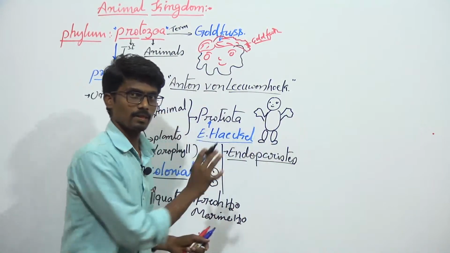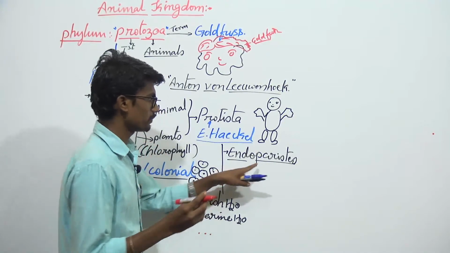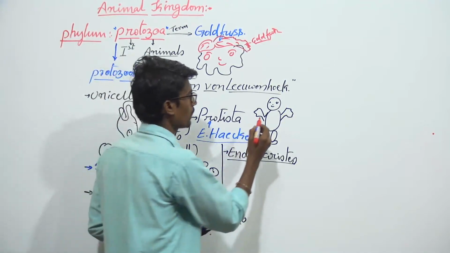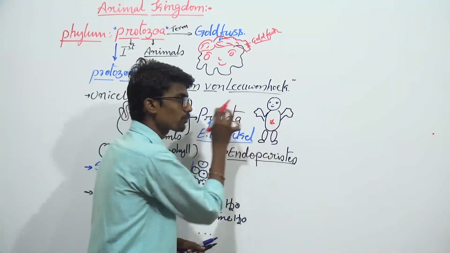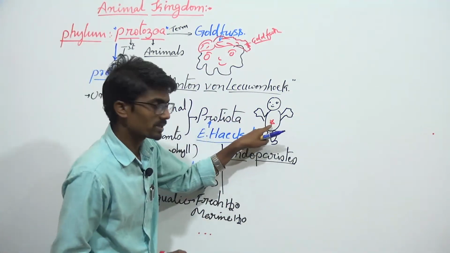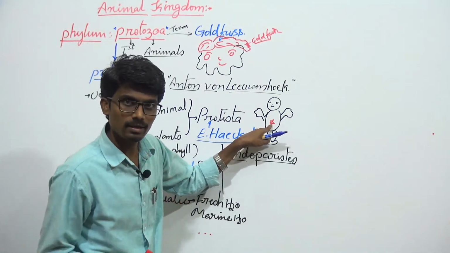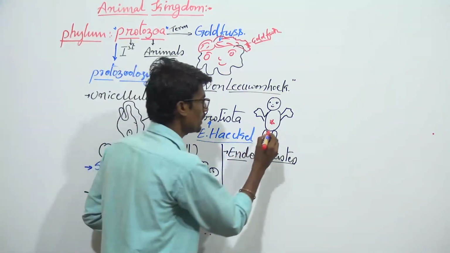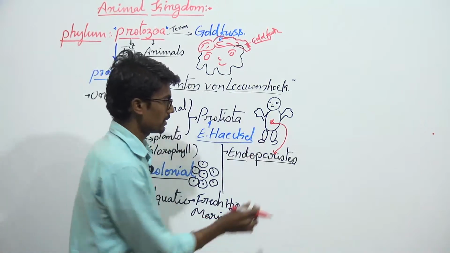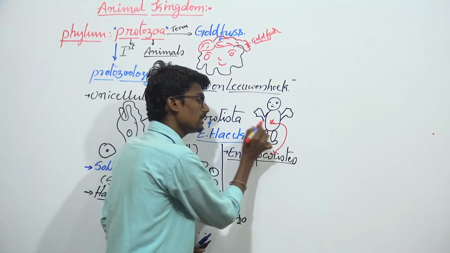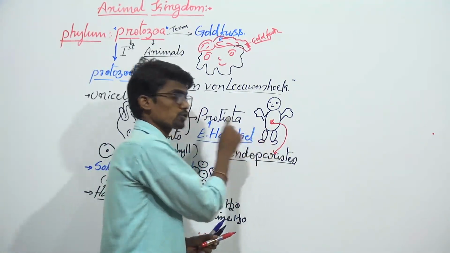Okay, this is one human, and I will draw one pathogen, that is a parasite. You can take protozoa, and this is the protozoa. Where is this protozoa present? It is present inside the body or on the body. It is present inside the body. That's why these are known as endoparasites.